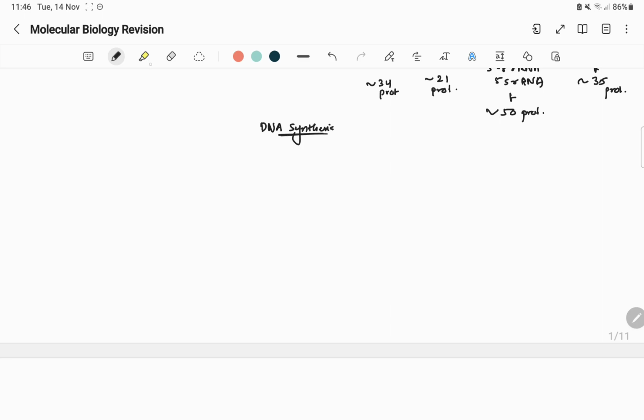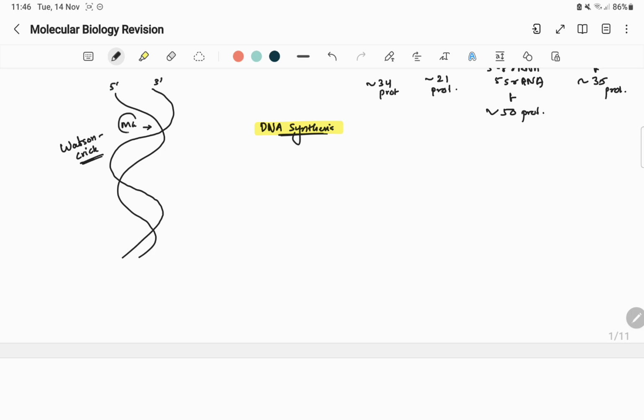Before talking about DNA synthesis, let's talk a little bit about DNA. DNA, you know, has a right-handed helical structure. The model is given by Watson and Crick, so we are basically discussing the Watson and Crick model. Antiparallel DNA strands are present like this. This is the 5' end, this is the 3' end. We have the major groove and the minor groove.